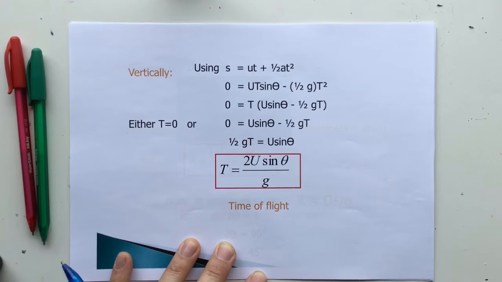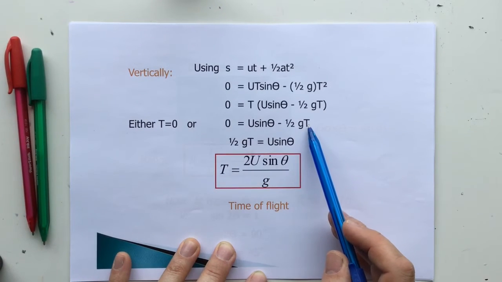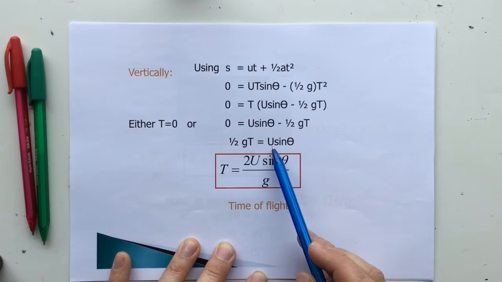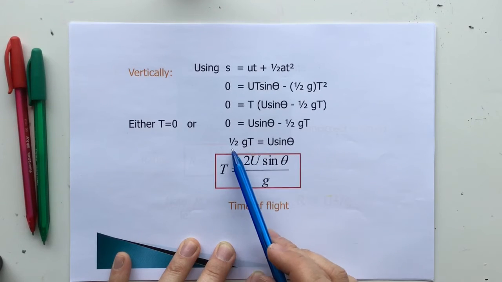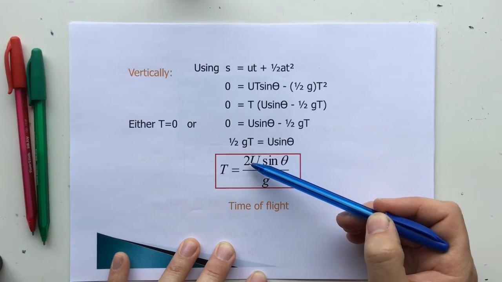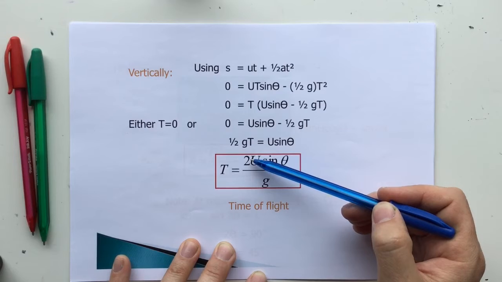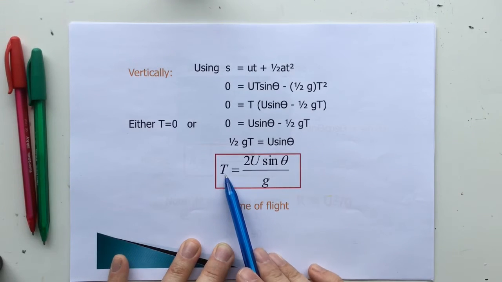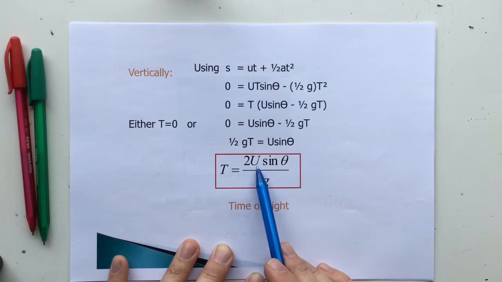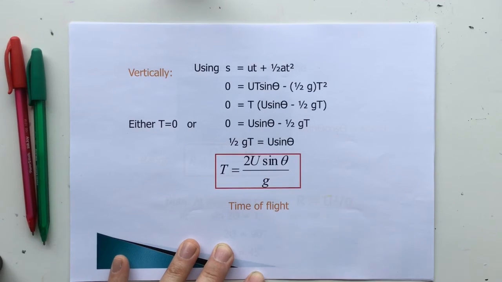So for the time of flight that we're looking for, we can rearrange this to get half gt is u sine theta, and find that u sine theta divided by a half g is equal to t. And dividing by a half is the same as multiplying by 2, and we should put that 2 on top. And so we can see that we can get an equation here for the time of flight: T is equal to 2u sine theta over g.